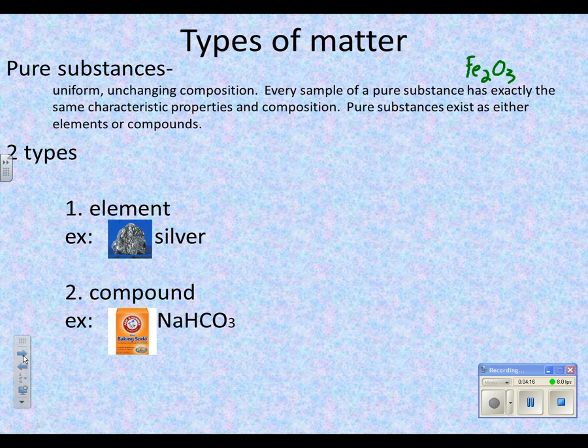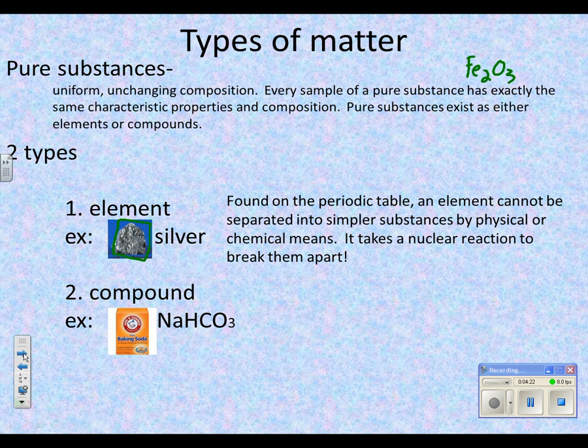So you know you have your two types, your elements. You can see that this looks the same throughout. It's got the uniform composition. The element is silver. If it's found on the periodic table by itself, it is an element. Elements cannot be separated into simpler substances by physical or chemical means. Now you might be saying, well, can't we split atoms? The answer is yes, but that's not a chemical means of separation. That's actually a nuclear means of separation, and we'll talk about that towards the end of the year.